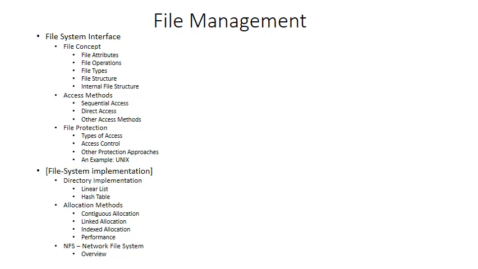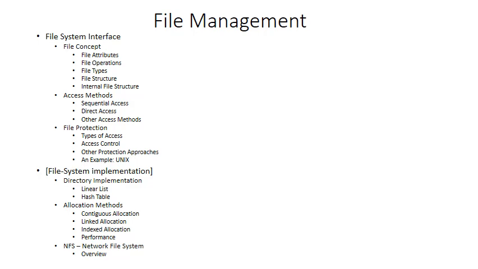As far as the access methods are concerned, we'll be learning about sequential access, direct access and other access methods. In the file protection, we'll be learning about different types of accesses, access control, other protection approaches, and a small example about Unix. Next is about the file system implementation.